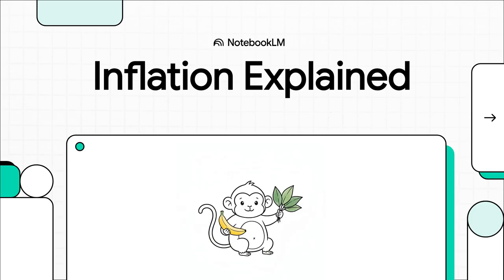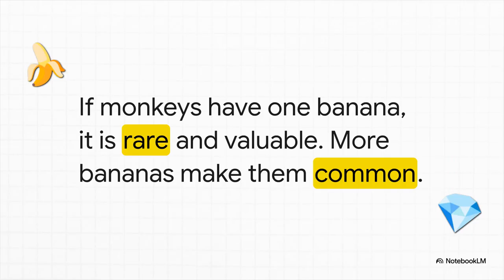By the end of our time together, you're going to have a crystal clear understanding of exactly how the different types of inflation work, just by looking at how our primate friends handle their favorite yellow fruit. Let's get into it. So let's start with the absolute golden rule of our primate universe.